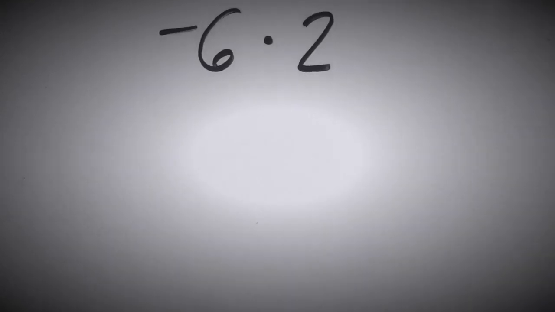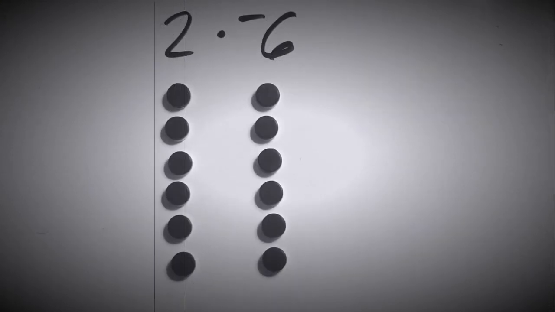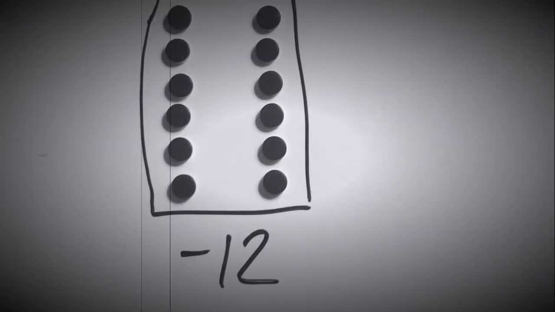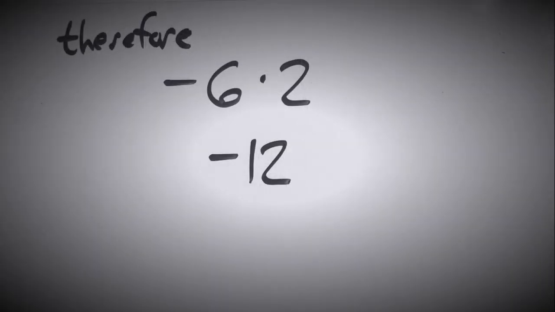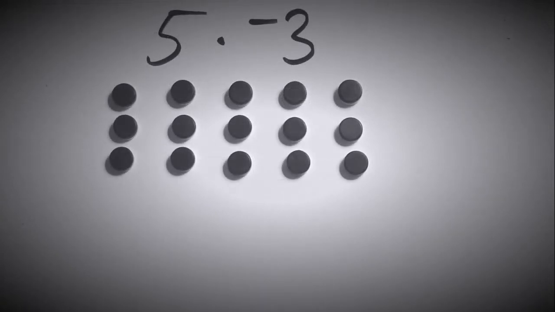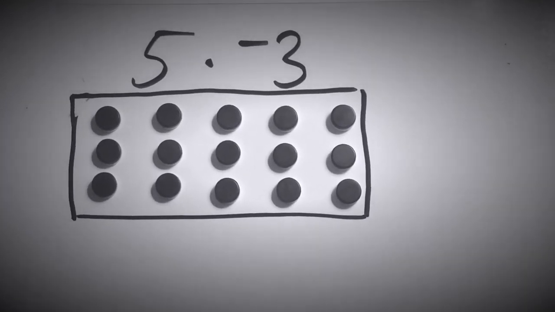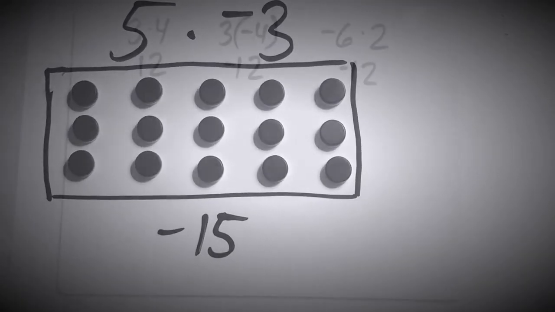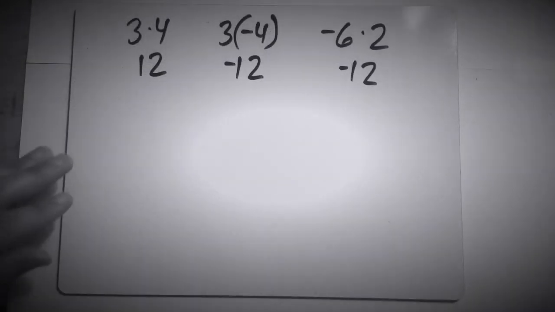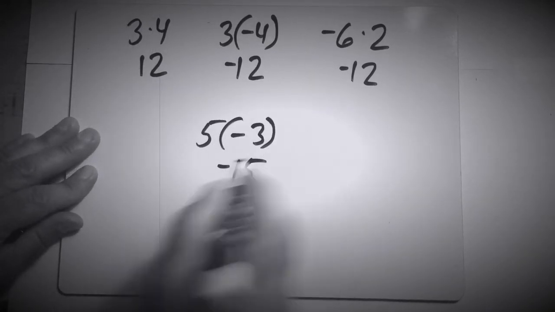Now we have negative 6 times 2, which we can use the commutative property to see as 2 times negative 6, which would be 2 groups of negative 6, which becomes a negative 12. So negative 6 times 2 is negative 12. Moving on, we have 5 times negative 3, which means 5 groups of negative 3, which comes out to be a negative 15. So we looked at 3 times 4, which is 12, 3 times negative 4, which is negative 12, negative 6 times 2, which is negative 12, and now 5 times negative 3, which is negative 15.